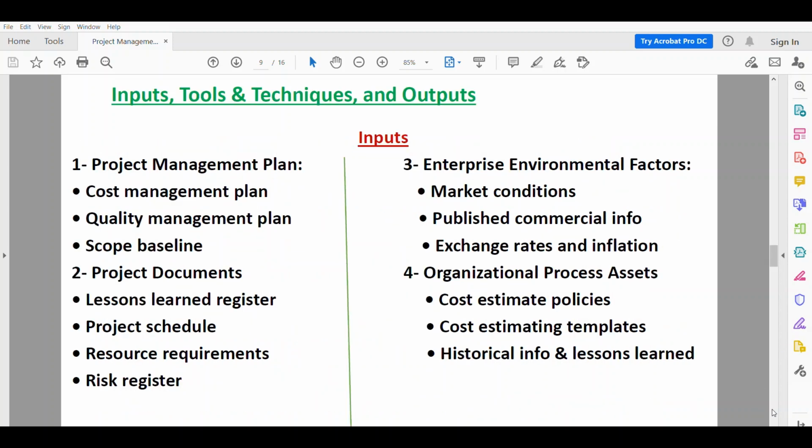Okay, so the inputs and tools, project management plan, the project documents, and the enterprise environmental factors, and the fourth one, organizational process assets. And also we talked about these before, so we may not need to go into detail here.